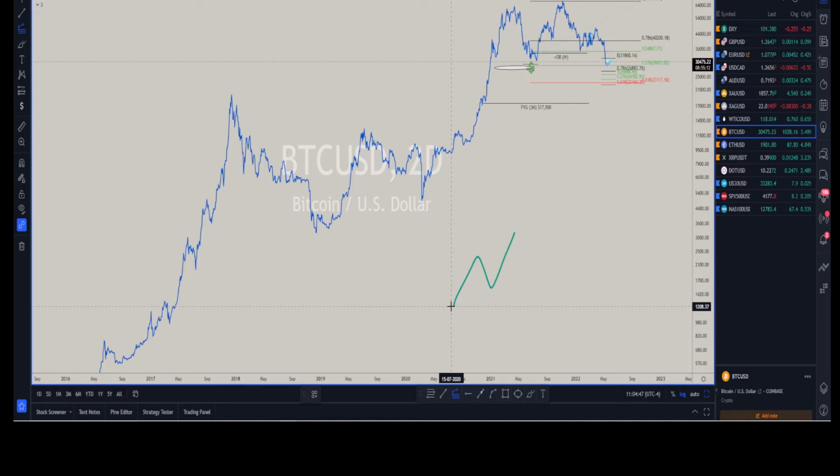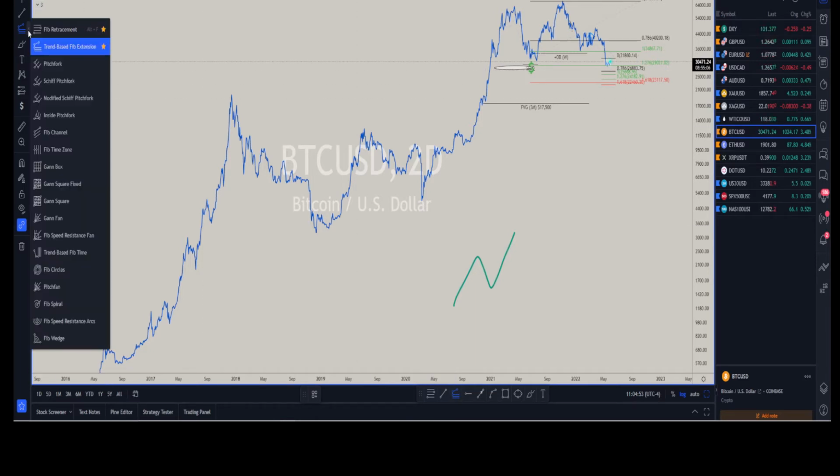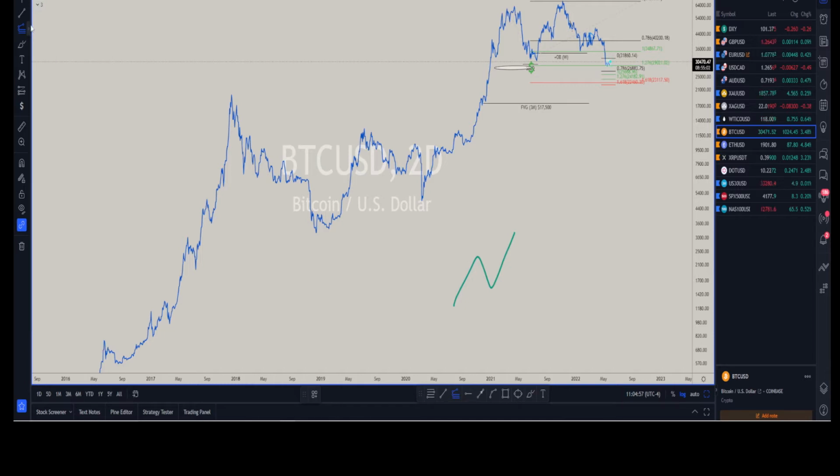Let's go basic. To measure this wave, I use, you can find it up here, the trend-based fib extension. You project it from the beginning of the first wave to the end of the first wave, all the way down to the second wave. It will project where, in probability, the third wave will end.